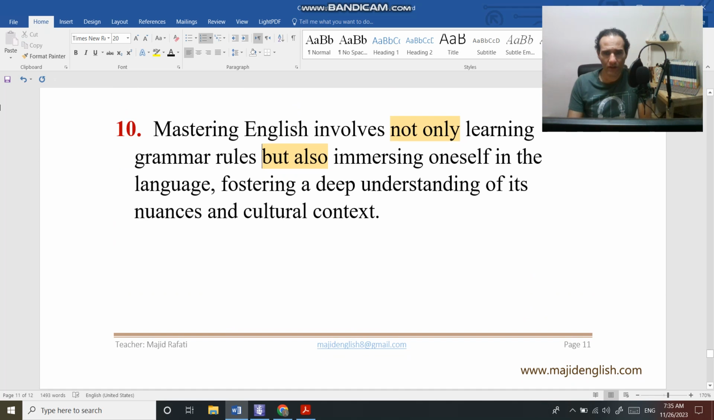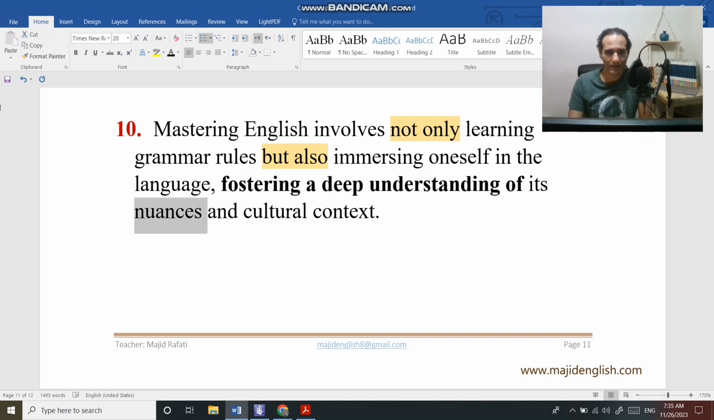Mastering English involves not only learning grammar rules, but also immersing oneself in the language. It means drowning yourself. It means in the morning you should be reading your vocabulary, then listening to some podcasts or whatever, then reading. This is called the immersion program. It means you are exposed to the language every time, everywhere. Immerse oneself in the language, fostering a deep understanding of its nuances, slight changes, and cultural context. The beautiful part was: foster a deep understanding of.